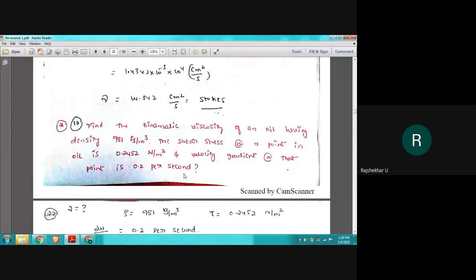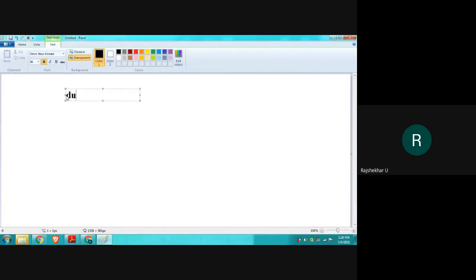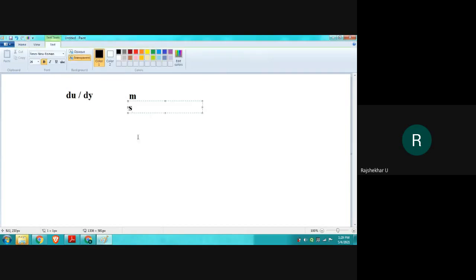So try to understand this one. Velocity gradient is given. I'll just tell you what velocity gradient is so that you get a fair idea. Velocity is only du. Velocity gradient is du by dy. I think it has already been explained, but I just want to tell you. What is the unit of du, which is velocity? The unit of velocity is meter per second.